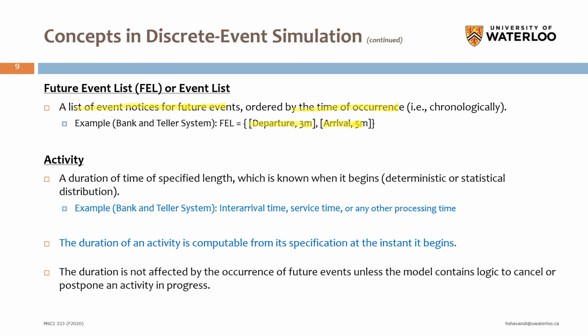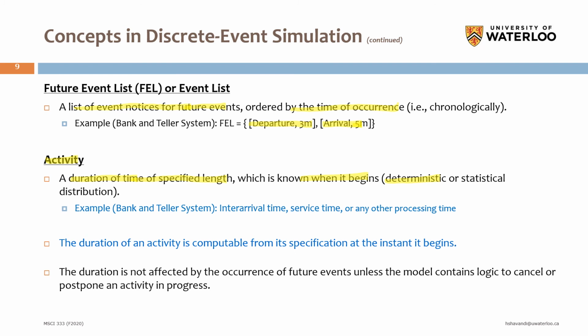Okay, and the activity is actually not an activity. It's just a duration of time. Here we don't mean a task or activity by having the concept of activity. So it's just a duration of time of a specified length. It will be assumed that we know the duration when it begins. So how do we know that? It could be deterministic.